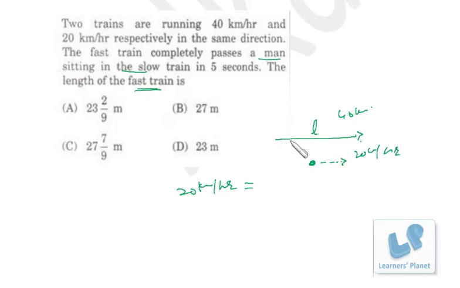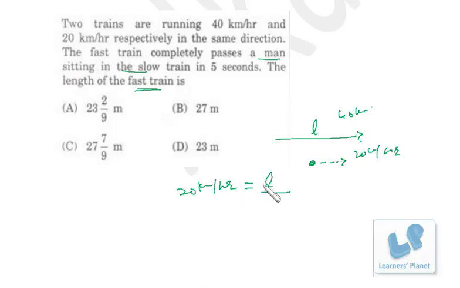Because this train has to cross this person, the entire length of this train will be crossed. So length and distance will be the same, and in this case the distance will be nothing but the length of the bigger train or fast train, right?